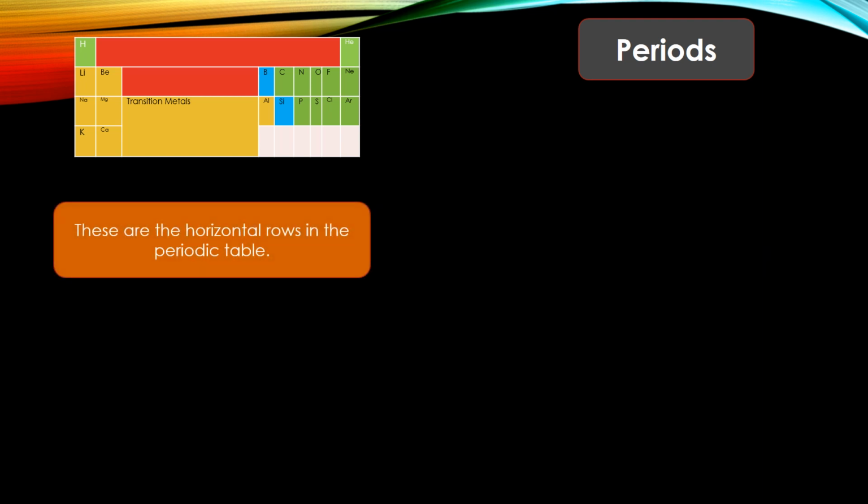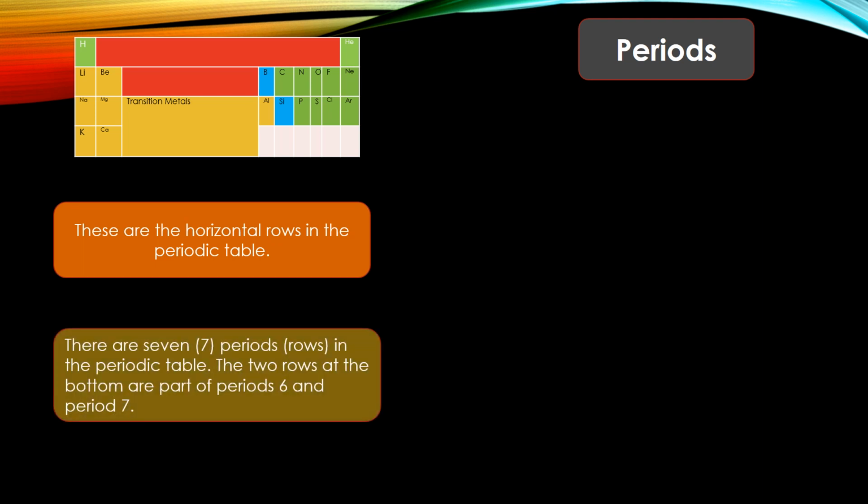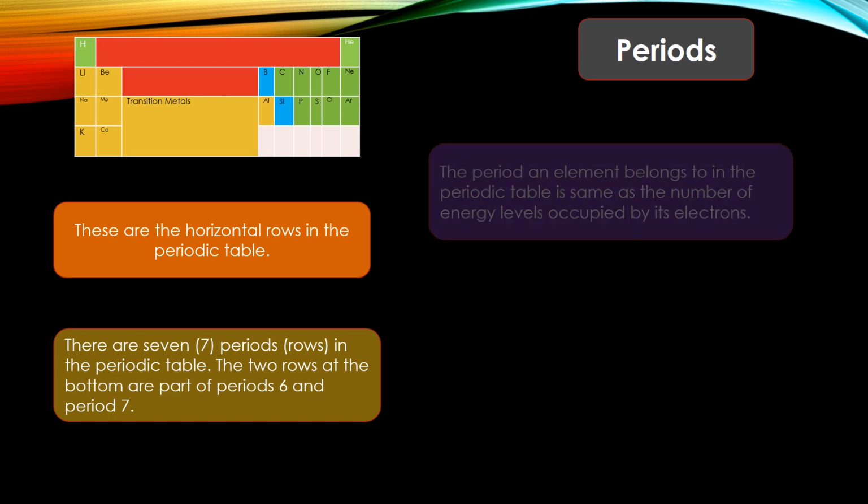Periods. The rows in the periodic table are known as periods. There are 7 periods in the periodic table. The 2 rows that are usually placed below the main table are part of the main table. They're usually part of periods 6 and 7. The rows are carved out to make the periodic table more compact.